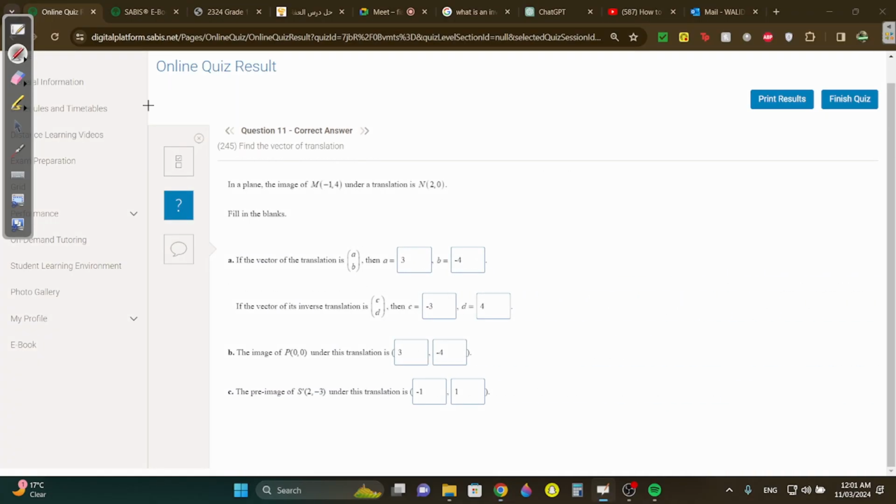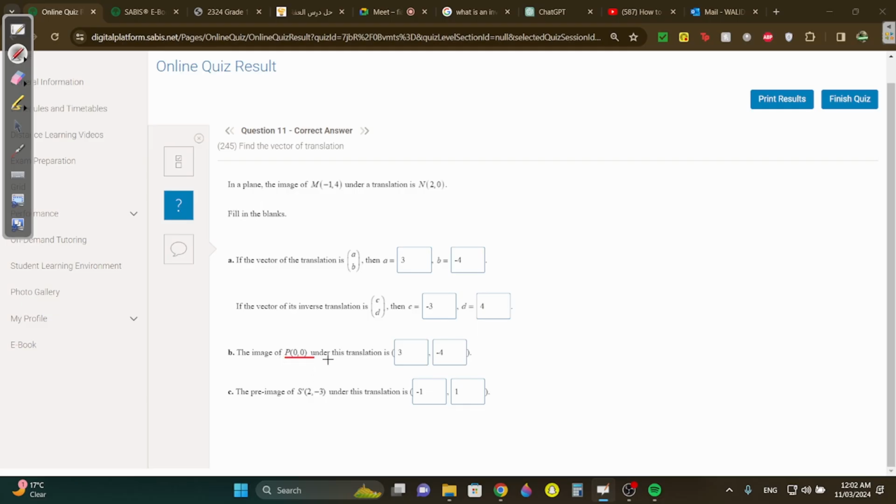Question 11. They gave you 2 points. What's the vector between them? You do final minus initial. 2 minus minus 1 is 3. 0 minus 4 is minus 4. Then they're saying the inverse translation. The inverse means the opposite. What's the opposite of moving 3 to the right? 3 to the left, so negative 3. What's the opposite of moving 4 down? It's 4 up, so positive 4. So when we say inverse, it means just switch the signs.